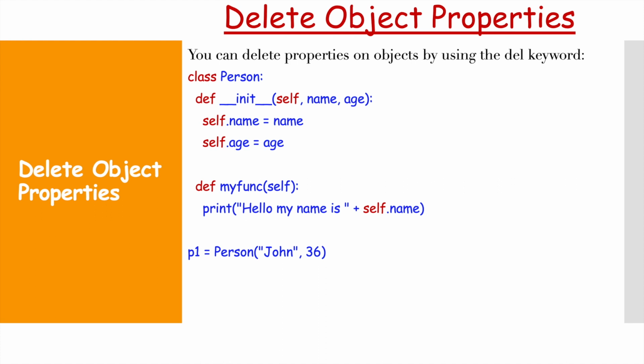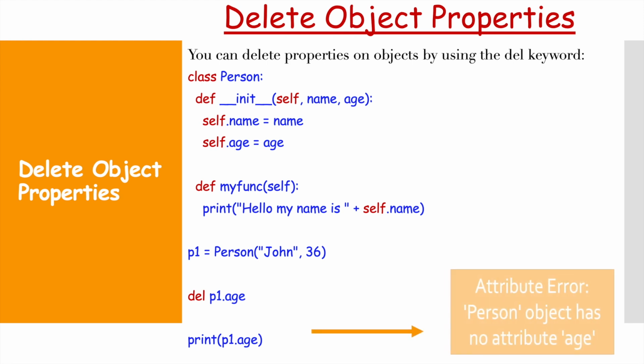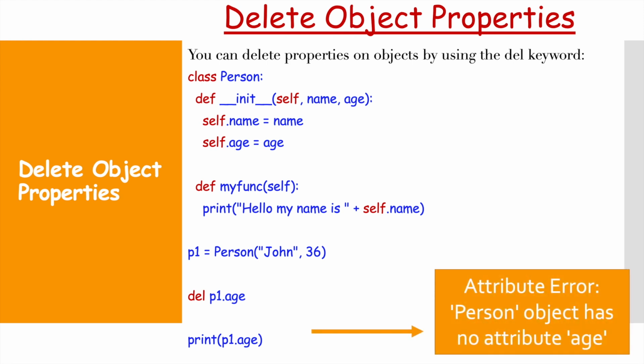So when this object is created, your name variable is going to have John and age is going to have 36. Now you use the del keyword to delete the object property age. Now when you're printing p1.age, it is going to give you an attribute error, that is, Person object has no attribute age, because you have already deleted the age attribute.